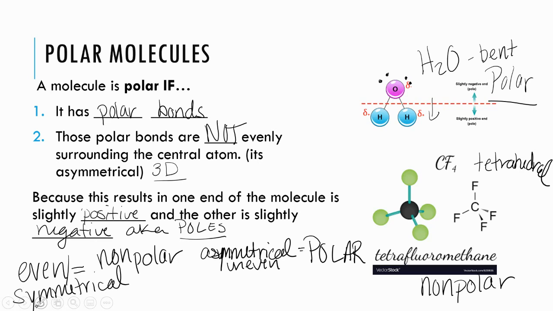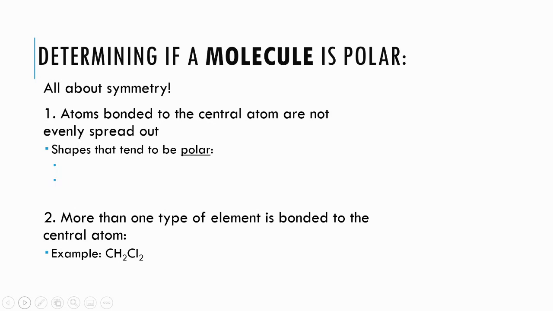So let's look at some shortcuts that we can use to figure out if something is polar or nonpolar. It's really all about that symmetry, like I said, but it's symmetry in 3 dimensions, not in 2D. So it's not just based on how your Lewis structure is drawn, it's based on how it looks when we picture that shape in 3 dimensions. So some shortcuts for you. When atoms are bonded to the central atom that aren't evenly spread out, that's going to make a molecule polar. So again, this is a pattern, not necessarily a hard and fast rule, but we can think about some of those shapes from our VSEPR chart that tend to be polar.